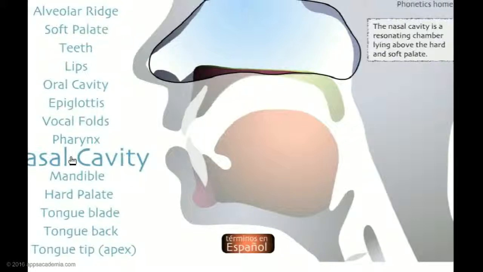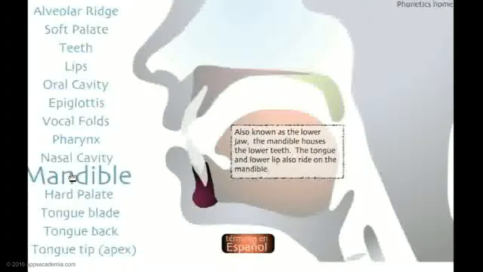This is very useful when you say words like pin and bin. Voice is one of the components of sounds in English. There are other components about which we will see later.